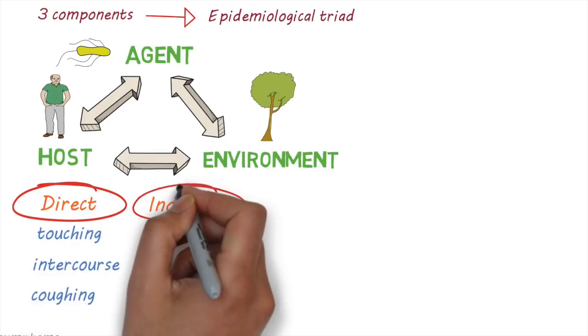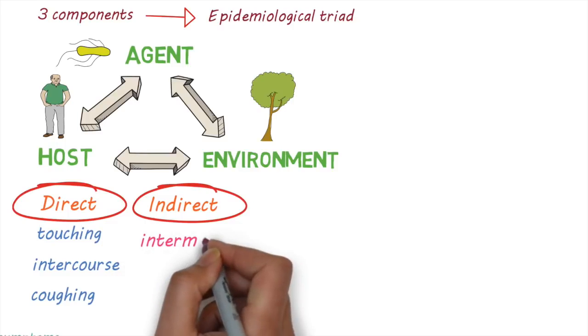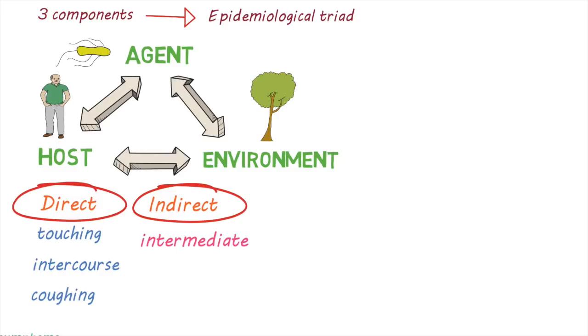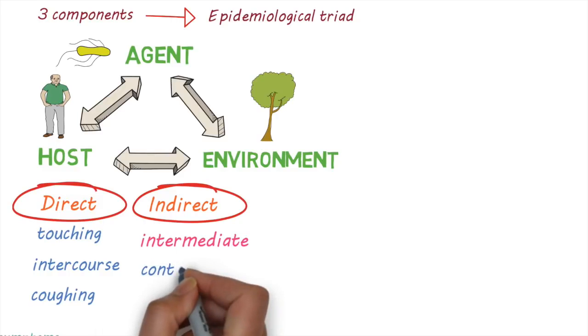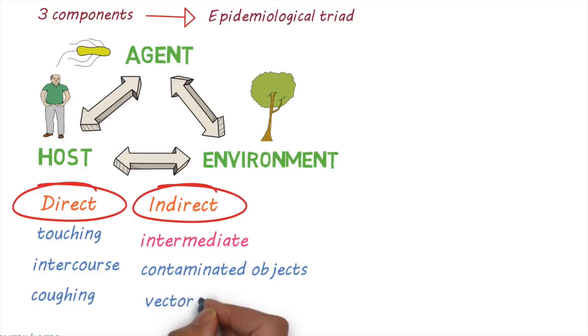On the other hand, in indirect transmission, the organism is transmitted via an intermediate. There are several ways that this can occur. It can be through contaminated objects such as toys, soiled clothes, or even through food or water. It can also be through an intermediate vector, such as a mosquito or a tick.